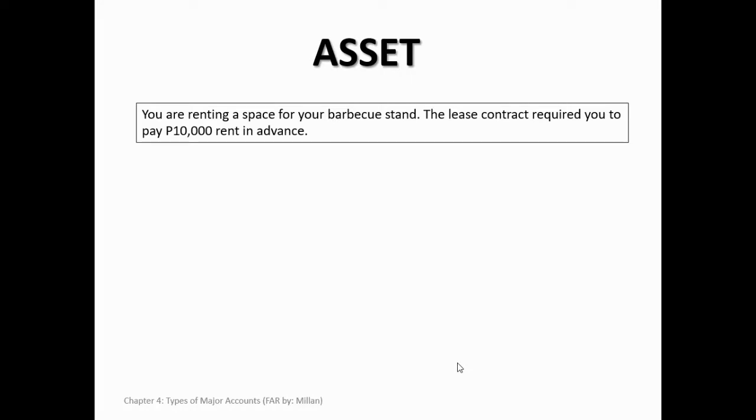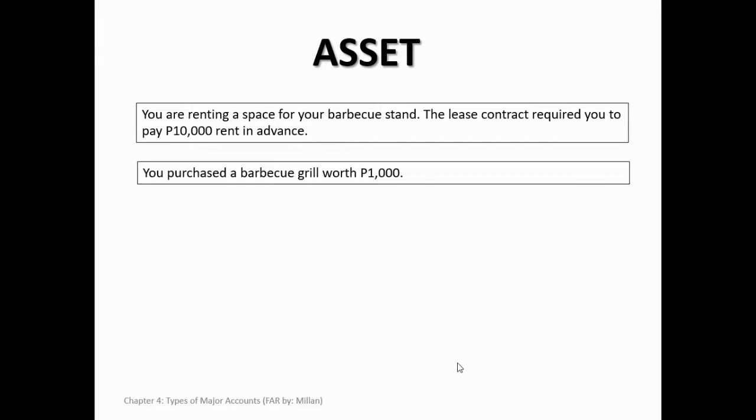Next, you are renting a space for your barbecue stand. The lease contract required you to pay 10,000 rent in advance. At sabi ko kanina, pag advance, the rent paid in advance is an asset recorded as prepaid rent. Kailan siya i-record as expense? Siyempre, this amount will be charged as rent expense when incurred or used up.